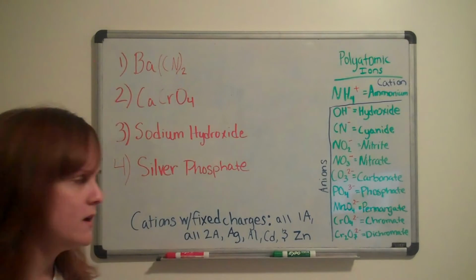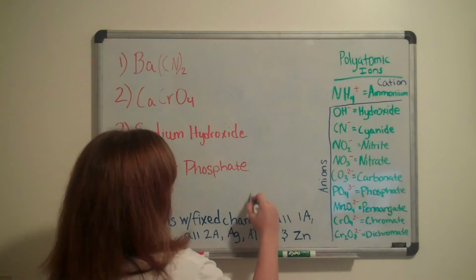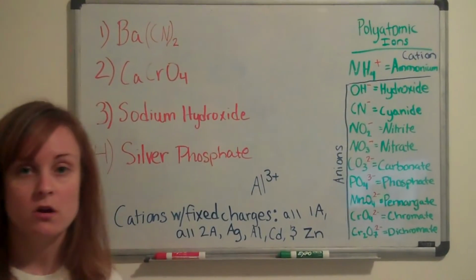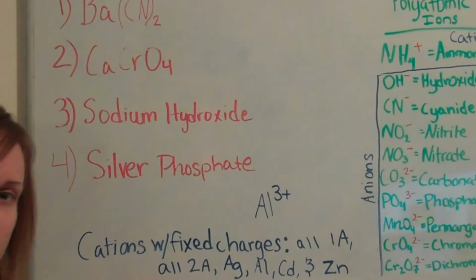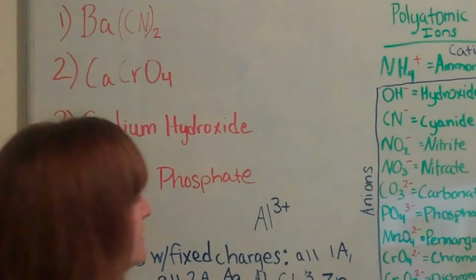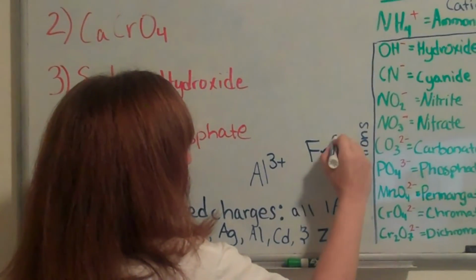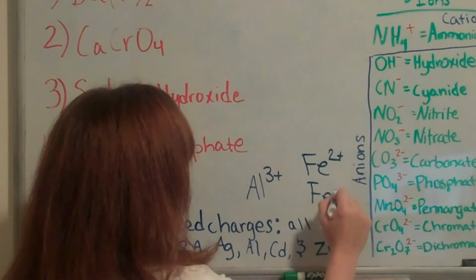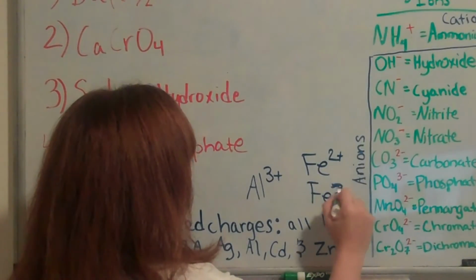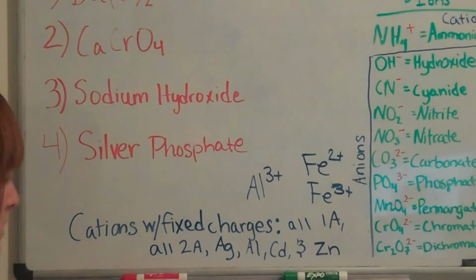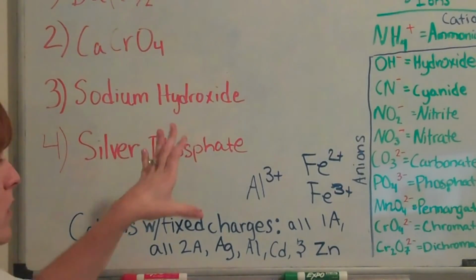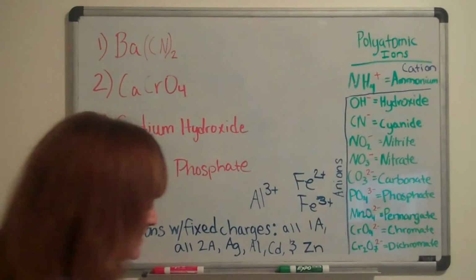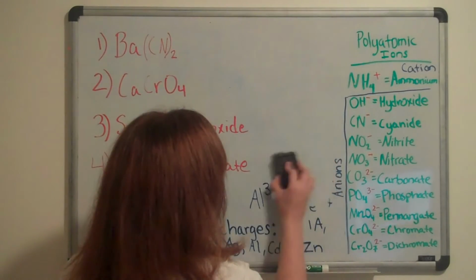Now right now we're only dealing with compounds that have cations with fixed charges. And what do I mean by that? I mean that, for example, aluminum can only form an ion with a positive 3 charge. But if it doesn't have a fixed charge, like iron, for example, iron can form +2, but it can also be iron +3. What we're dealing with right now, simplistically, is not more than one oxidation state or more than one type of ion.